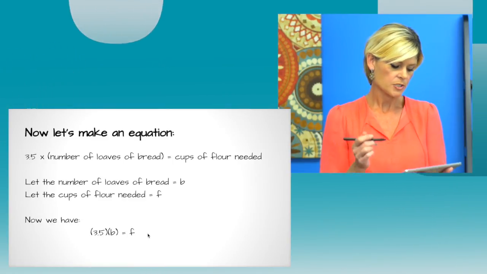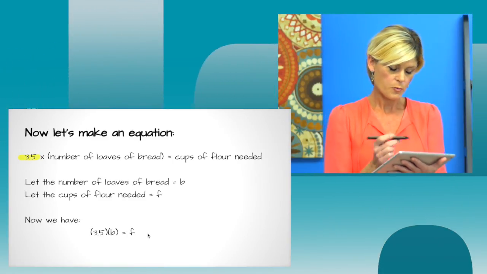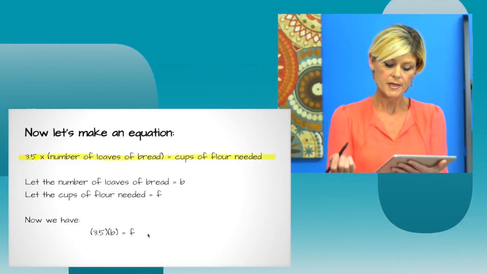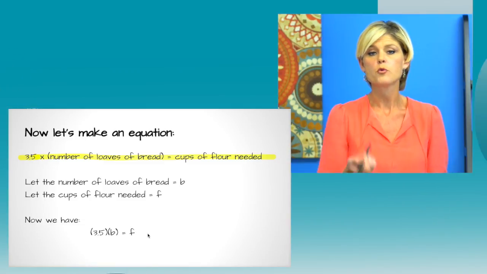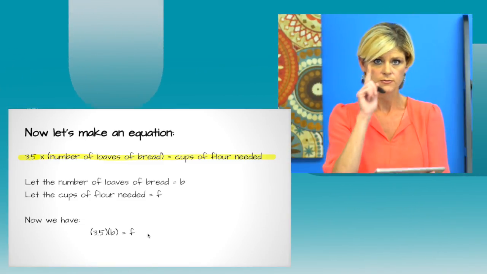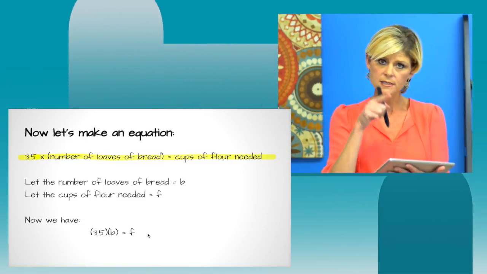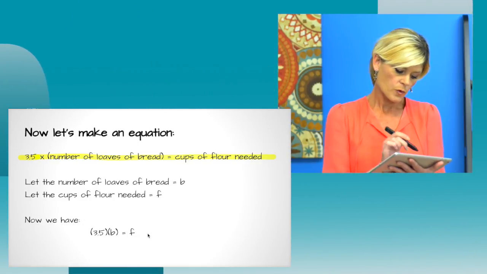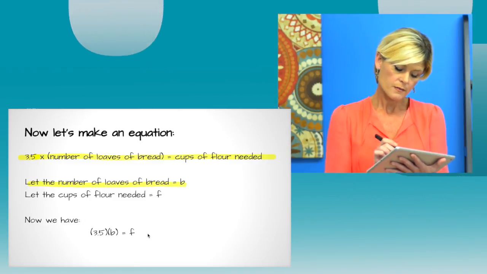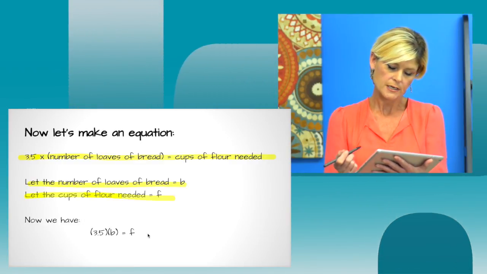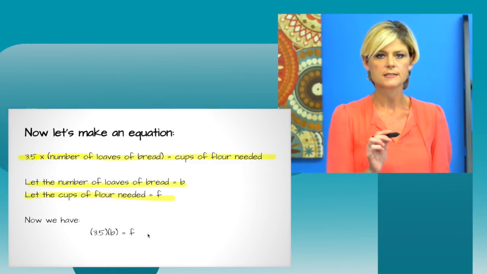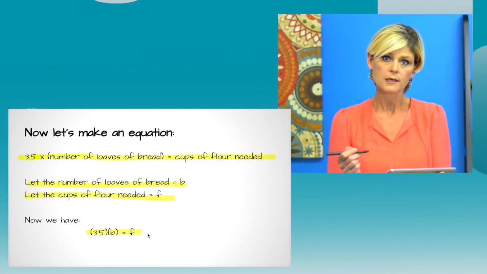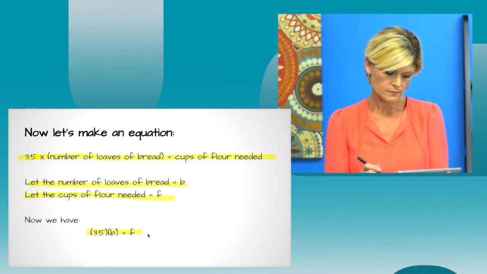Next, we need to make an equation. So we know that we have 3.5 times the number of loaves of bread will equal the cups of flour needed. Because remember, 3.5 is how much flour it takes for 1 loaf. So that times the number of loaves equals the total number of cups of flour needed. We will let the number of loaves of bread be B and let the cups of flour needed be F. Now we're going to write this as an algebraic equation. Now it looks like this. 3.5 times B equals F.